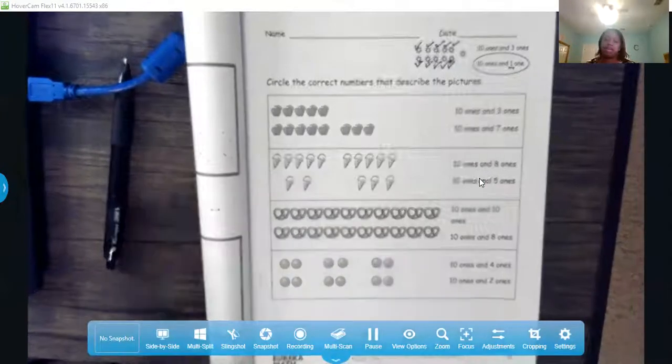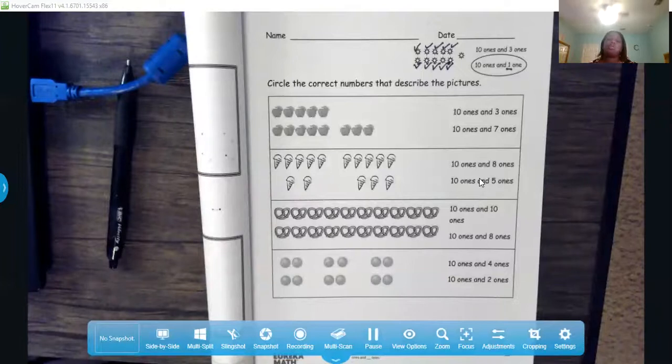You're going to do the same thing on your exit ticket and have an adult check it for you, and then make sure you send us a picture of it.